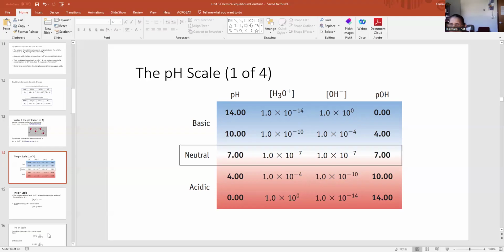And the pOH is 0. So if you go across for acidic and basic, you will see that the neutral is 7. And if the acid pH is 4, then the pOH is 10, because the sum of pH plus pOH must equal 14 and not 0.